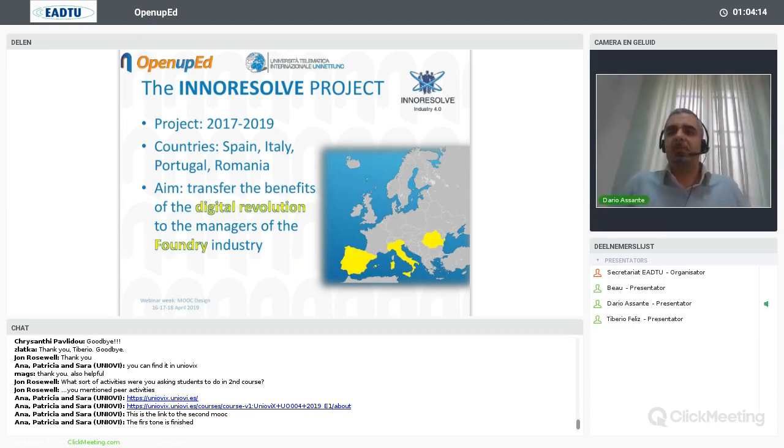The fifth project that I would like to mention is an Erasmus Plus strategic partnership project called InnoResolve. The main goal of the project is to transfer the benefits of the digital revolution to the managers of the funding sector. So the goal is to make training activities on Industry 4.0, but specifically for the funding sector. It's a 2-year project, involves partners from Spain, Italy, Portugal, and Romania, and is coordinated by a Spanish Association of Funders.